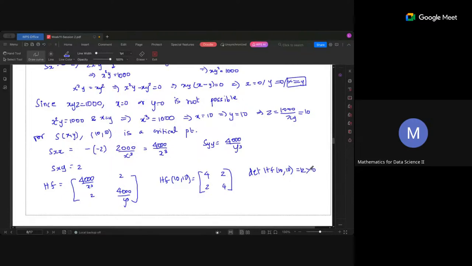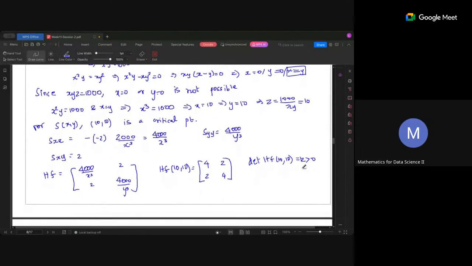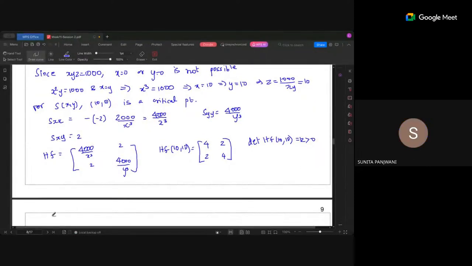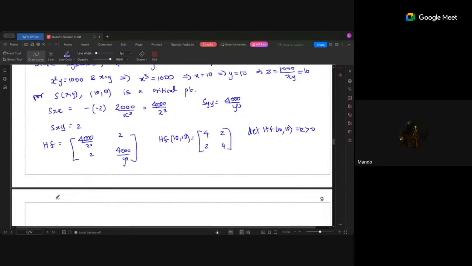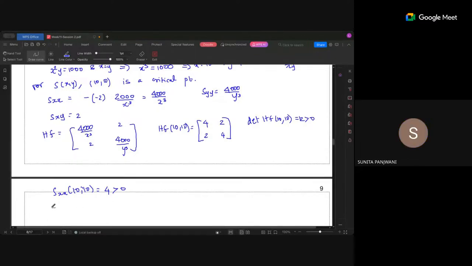12, which is positive. Okay. So now what is the next thing we have to find? FXX. We have to find SXX at A tilde. So what is the value? SXX at A tilde is again just 4, which is positive. So now both of these are positive. What does this mean? Local minimum. 0 comma 0 is a local minimum for S of x comma y.